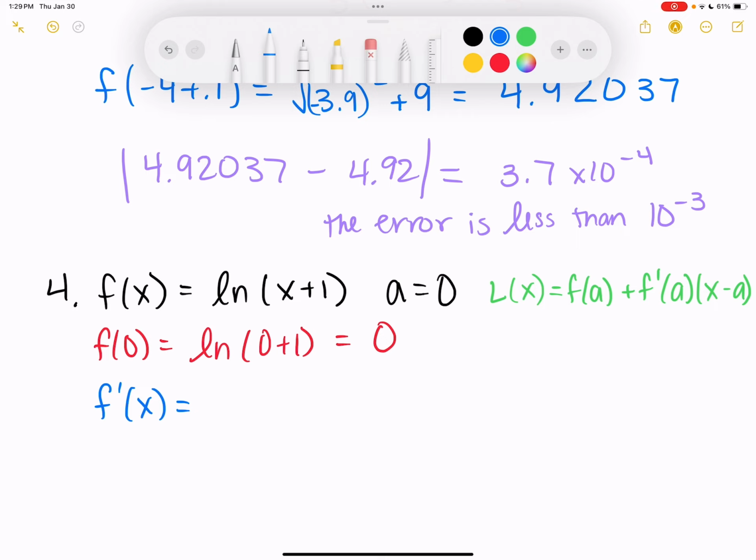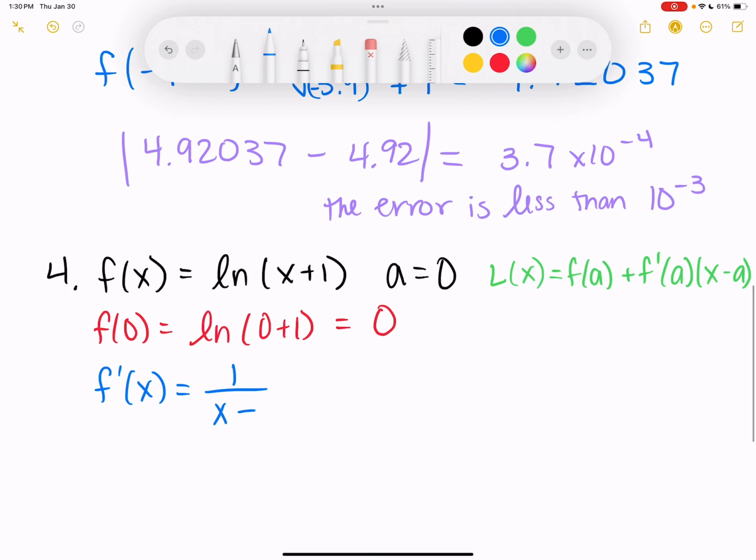All right. What's the derivative of ln of x plus 1? It's 1 over x plus 1. It's 1 over whatever's in the parentheses, and if there was something else, we would also be chain ruling it. I mean, technically we are chain ruling this one, but it's just 1, so we just didn't worry about it.